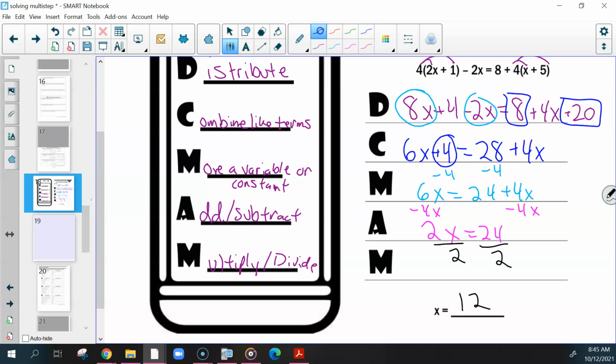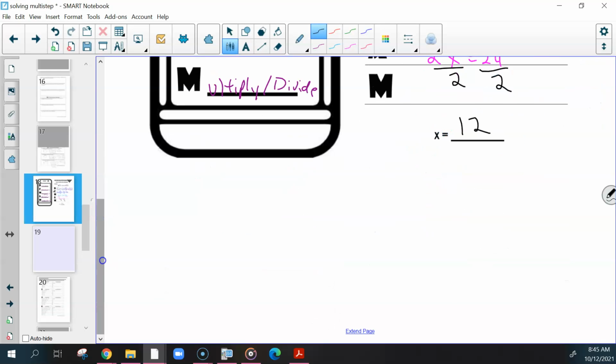We're going to do this problem 3 more times, just to show you that if you had picked a different thing to start moving, you would have gotten the same answer. So somewhere in your blank space, we're going to rewrite this step. The 6x plus 4 equals 28 plus 4x. Rewrite that somewhere on your paper.